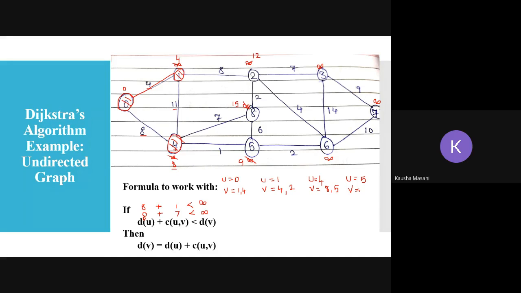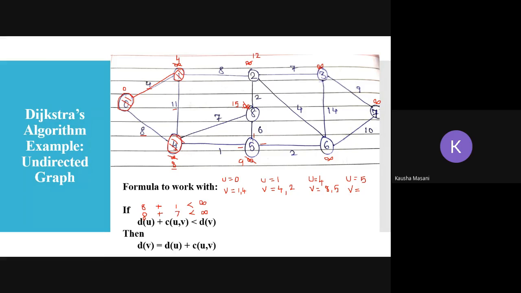Okay. For u value 5, the v values you have are 4, 8 and 6. From 5 you have three incident edges: 4, 8 and 6. But 4 you are not going to explore, because it is already explored. Now we are going for 8 and 6, which are unexplored. So again you are going to do 9 plus 6, which is 15.